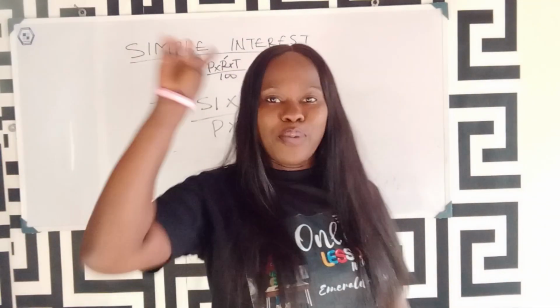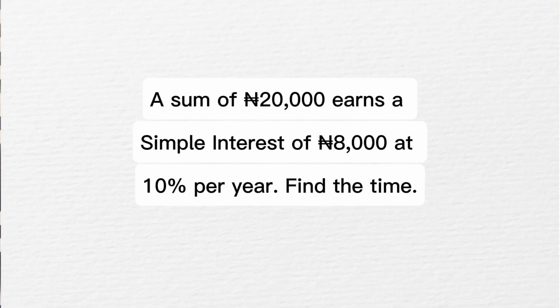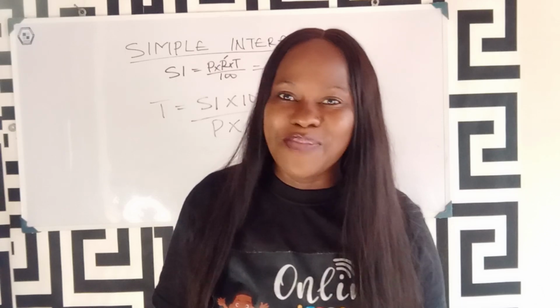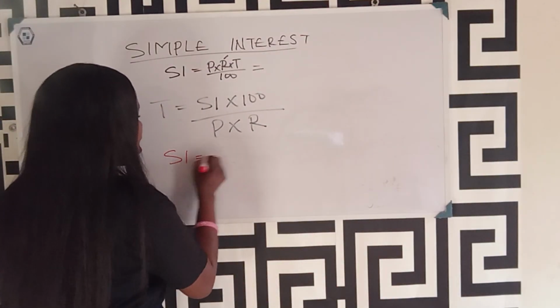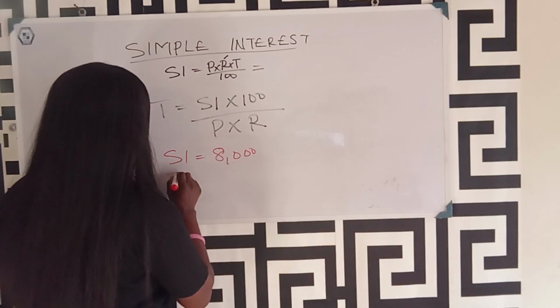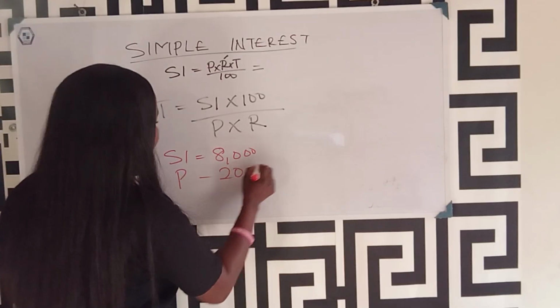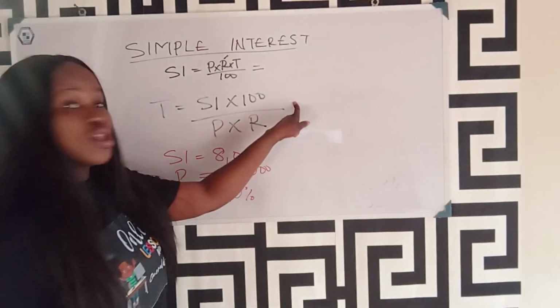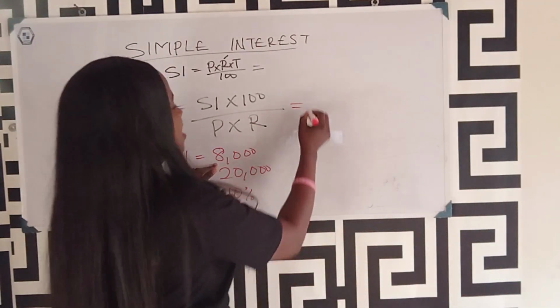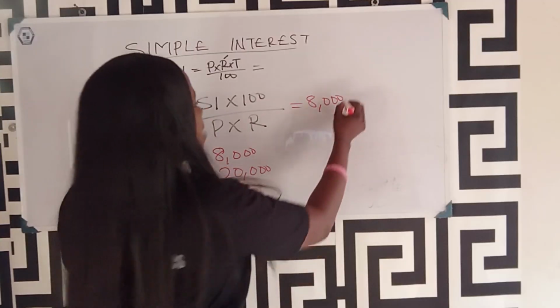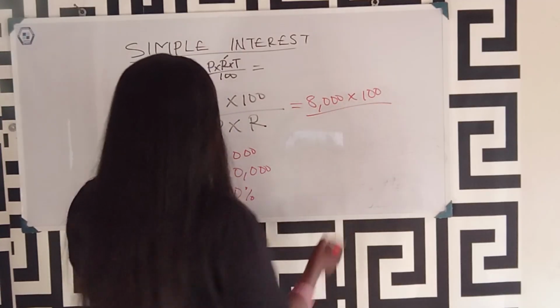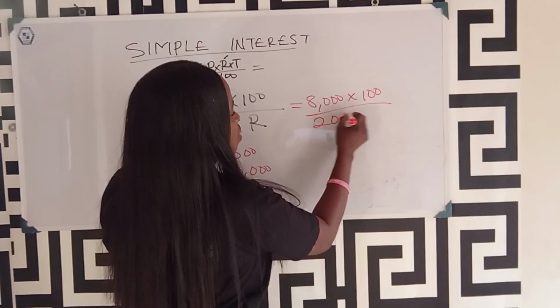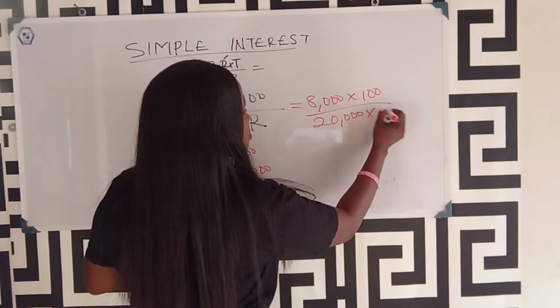Yes. So example 2. A sum of 20,000 naira earns a simple interest of 8,000 naira at 10% per year. Find the time. So from that question, what is the simple interest? Simple interest is 8,000 naira, the principal is 20,000 naira, and the rate is 10%. So we just substitute them here. Simple interest is 8,000 times 100 all over principal, which is 20,000, times 10.